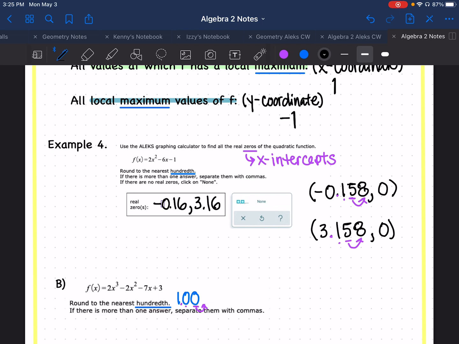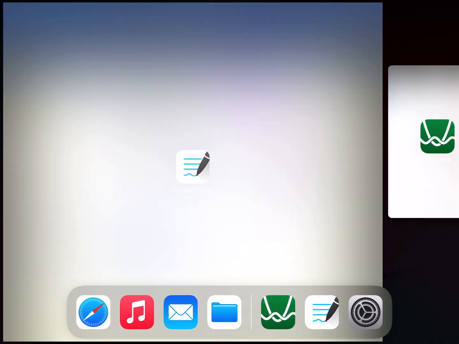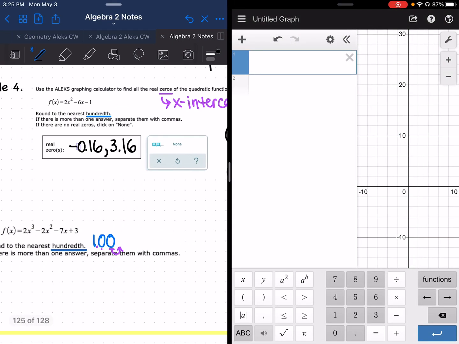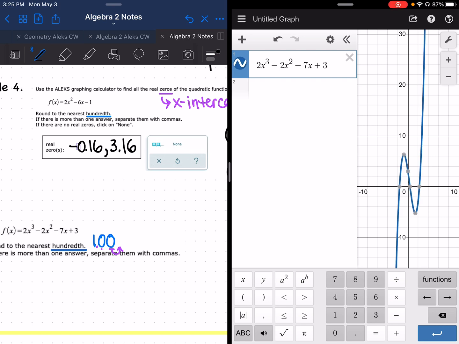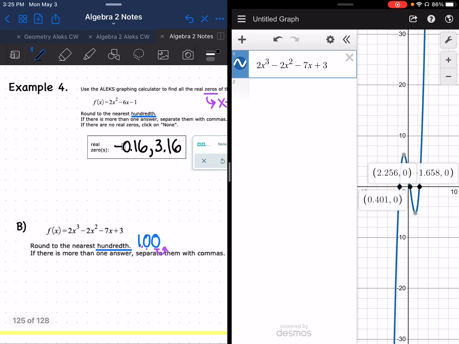All right, now I can pull up my Desmos for the B one. Here we go. Yay. Let me get rid of that one and let's put it in. 2x to the third. Get out of the exponent, plus 3. It's the x-intercepts that I want, so there they are. And then I can go ahead and I can write them all down.